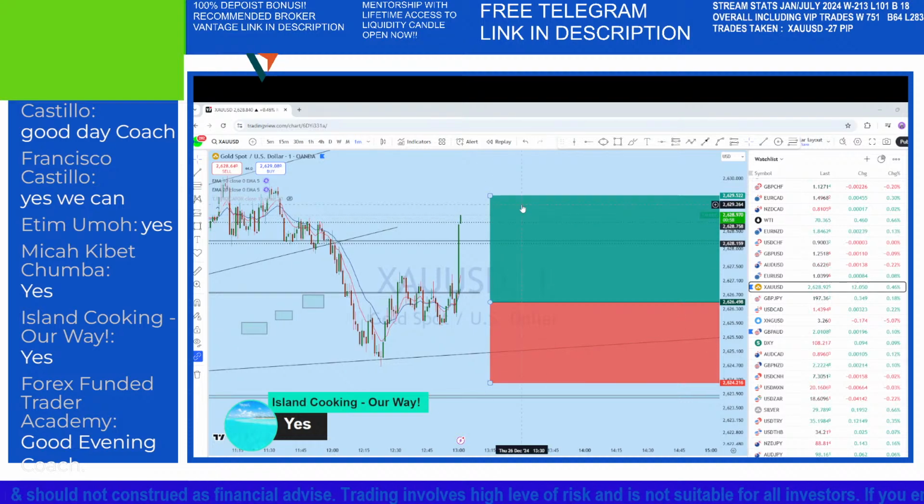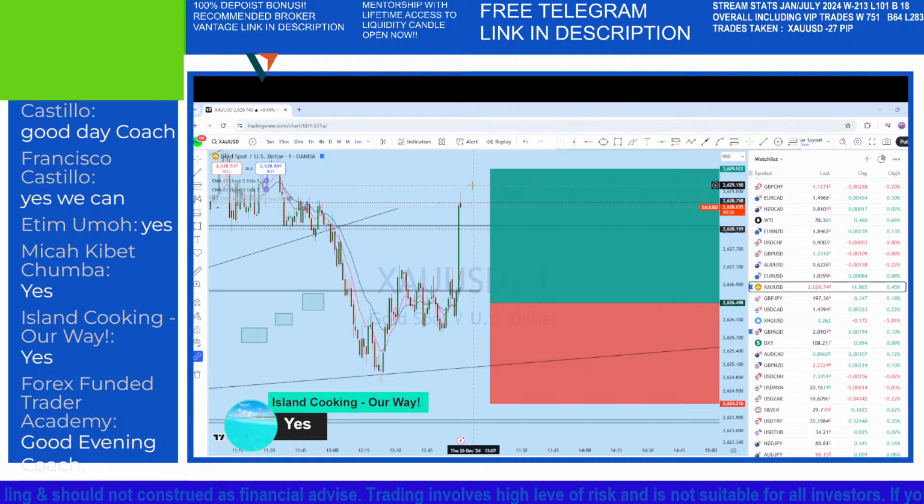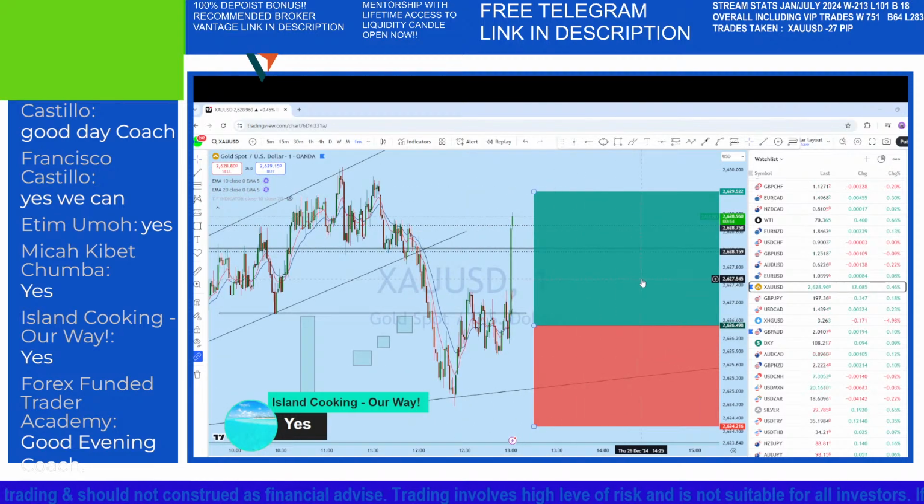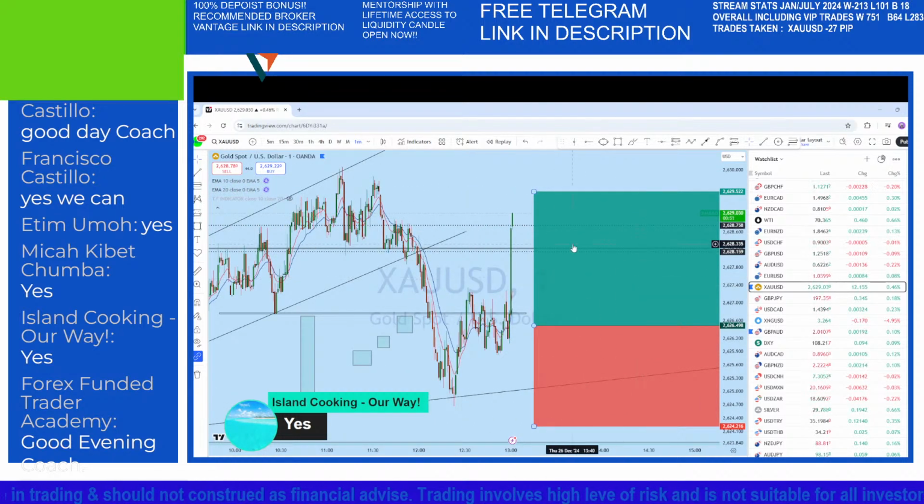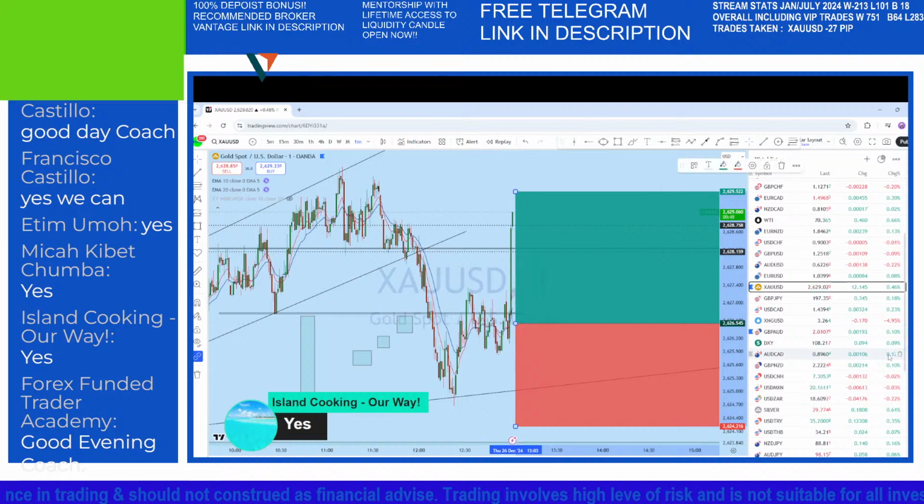Okay, so we are nearing the TP target. I'm holding it as it had a bounce, waiting for a full TP hit.